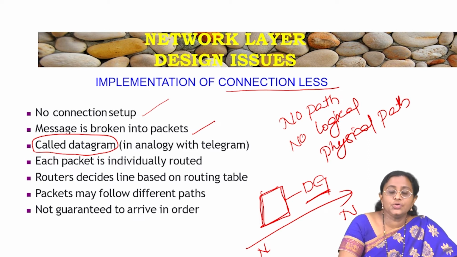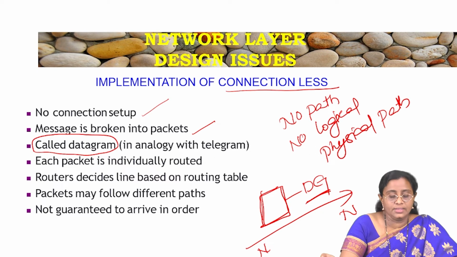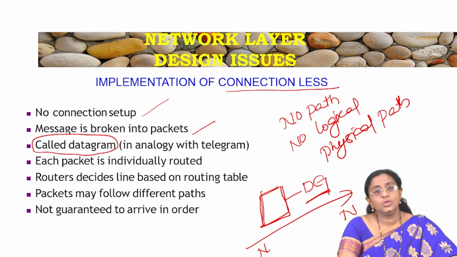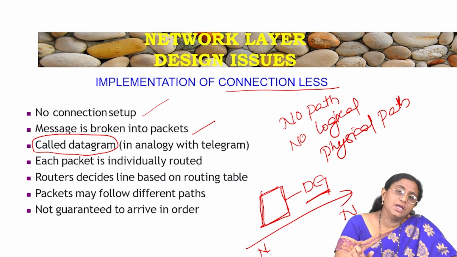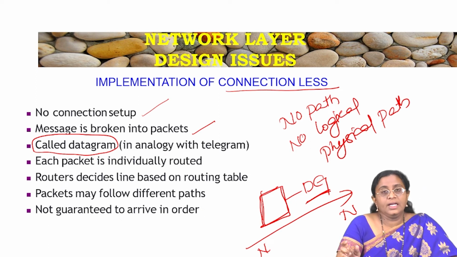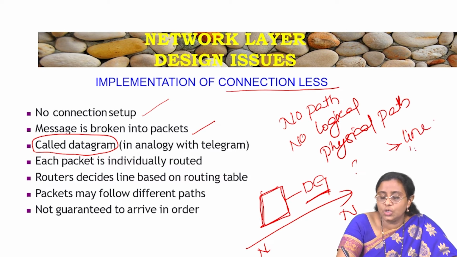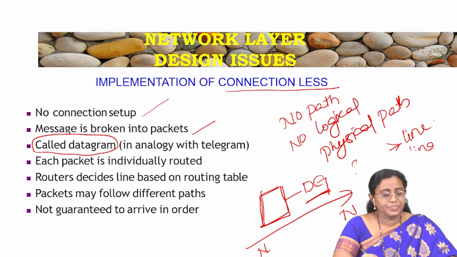Each packet is individually routed from one node to another node. The routers decide the line based on the routing table. Based on the routing table elements, the routers decide which line data packet 1 belongs to, which line data packet 2 belongs to, and which line data packet 3 belongs to. Suppose D1 to D3, according to the routing table, which line each datagram belongs to. So this is nothing but the routers deciding the line based on the routing table.